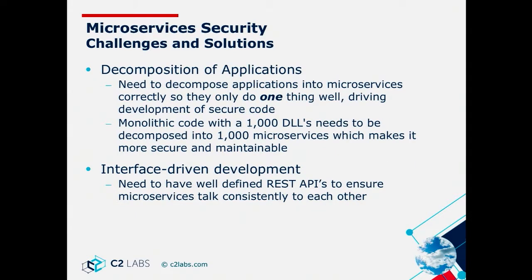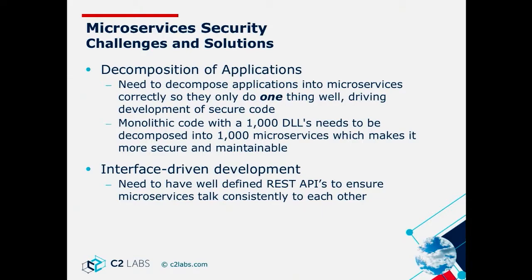For microservices, you need to decompose applications into microservices correctly so they do what? One thing well, right? It's not trying to get a microservice to do many things. Get a microservice, when you're architecting it and designing it, to do one thing well, right? This drives development of secure code. It's all about having these loosely coupled, independent processes, right, from an architectural approach. And then, when you think about that from a monolithic code perspective with 1,000 DLLs, they need to be decomposed into 1,000 microservices or more, right?